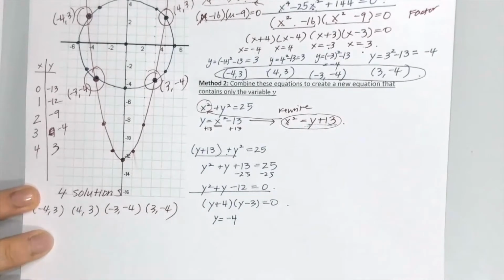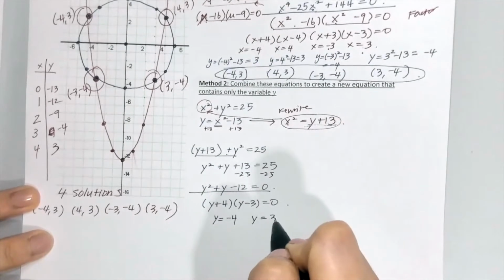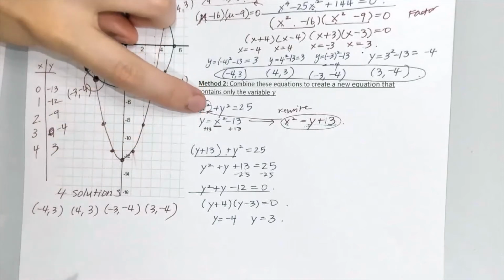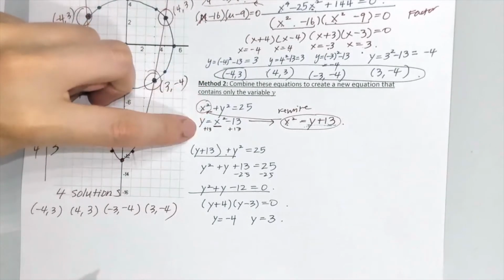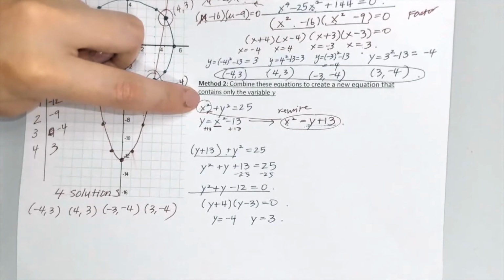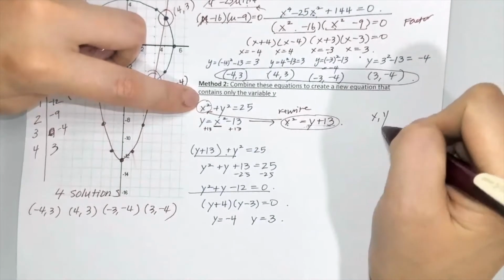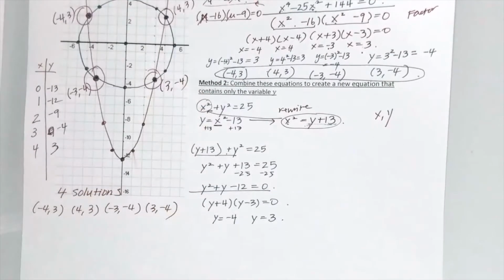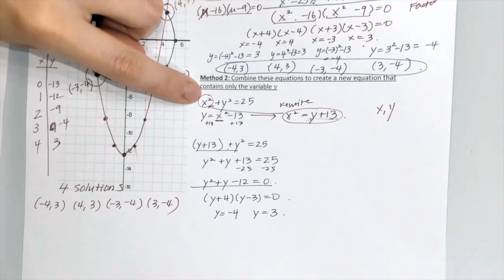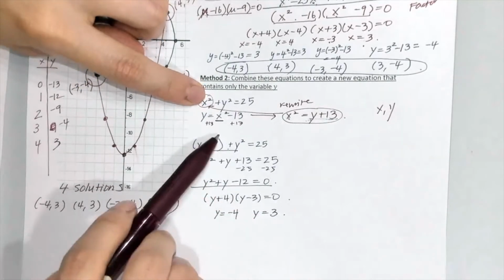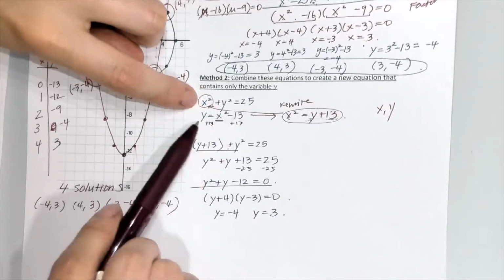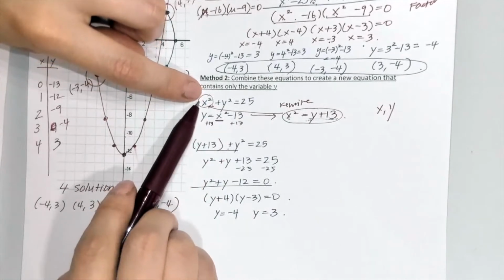y = -4, y = 3. You need to have both x and the y in your solutions because your original problem has both x and y. So now you need to find the x. Plug it into an equation. I think this time I'm going to plug it into the first equation, because then if I put in -4, I have to solve it. Doesn't matter which one you choose, but I'm going to do the first one.